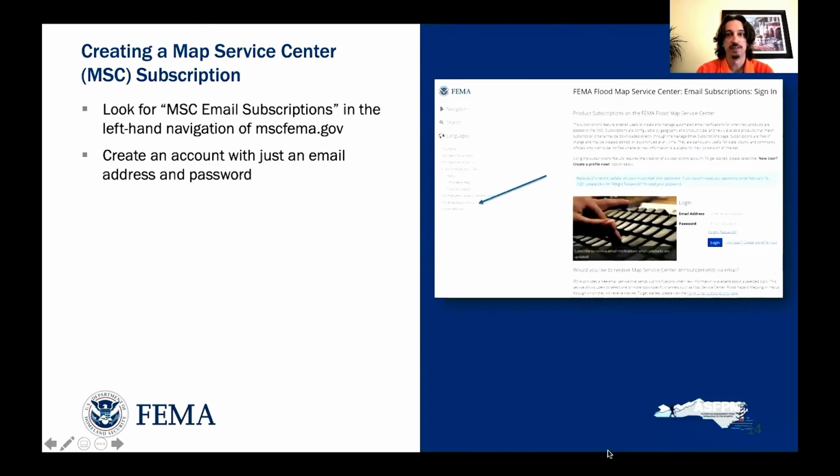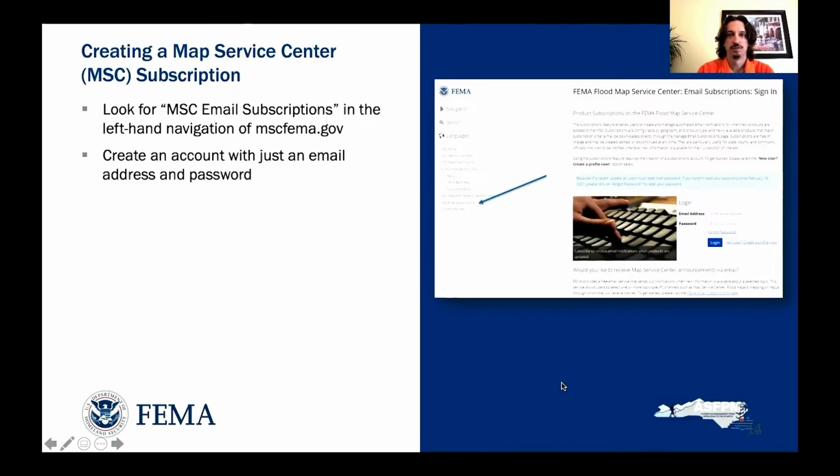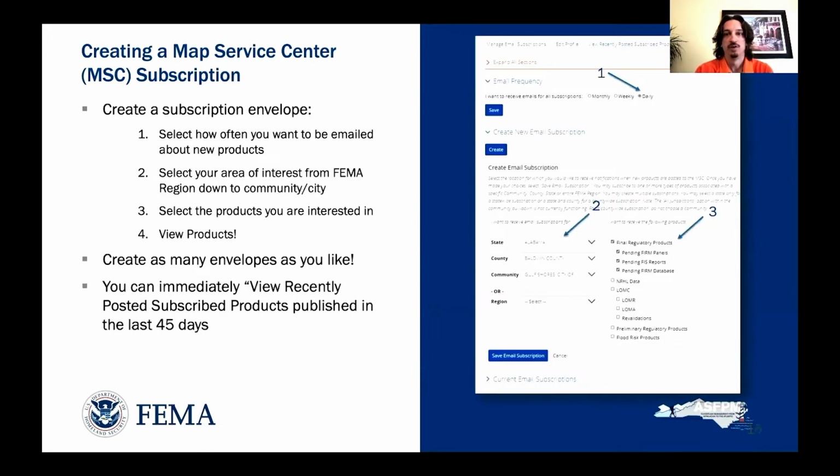So the first step is to look for the MSC email subscriptions on the left side of the page. And that's on the left-hand nav. You can see the arrow on the screen, and you can create an account with just an email address and a password. Once you get there, you'll see these options that are on screen, and we've numbered the steps for you to make it a little bit easier for you.